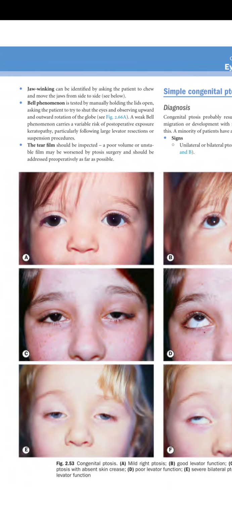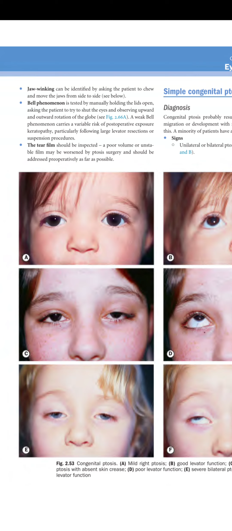Jaw winking can be identified by asking the patient to chew and move the jaw from side to side. So when you ask the patient to chew, there will be a decrease in the ptosis. Bell's phenomenon is tested by manually holding the lids open, asking the patient to try to shut the eyes and observing the upward and outward rotation of the globe.